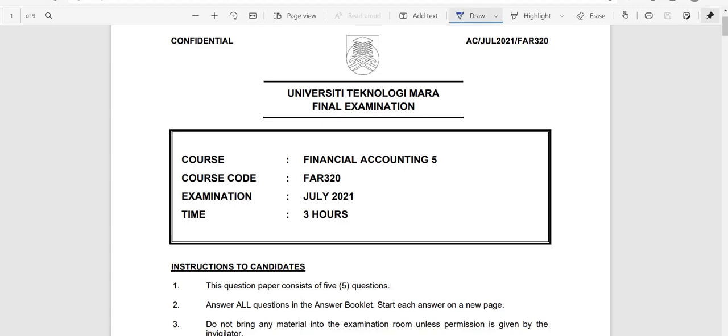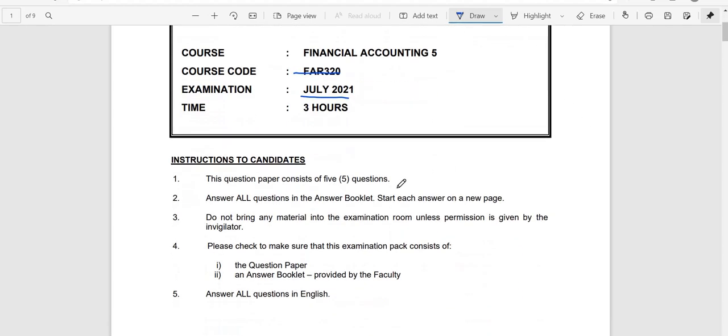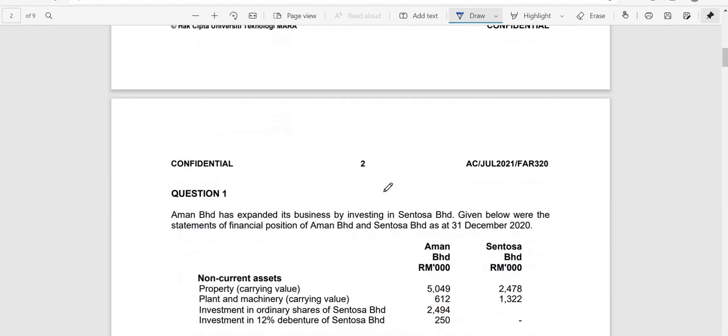Today's presentation, we are going to learn how to prepare the consolidated statement of financial position, and we are going to use the question FAR320 July 2021. This will involve preparation for a simple group structure, a group with a fellow subsidiary. So that is the situation. Let us look at the question.